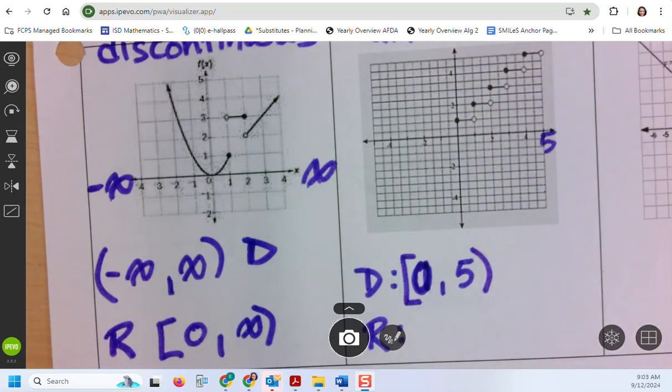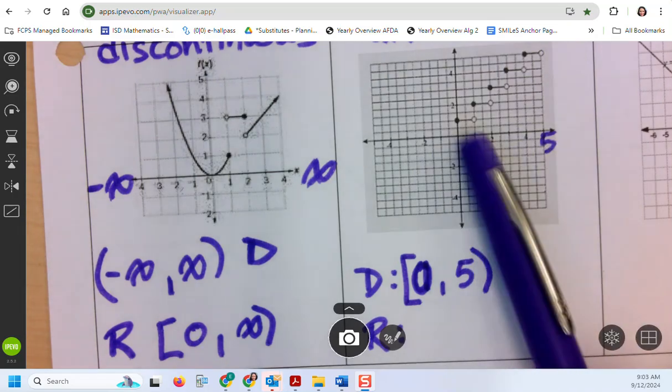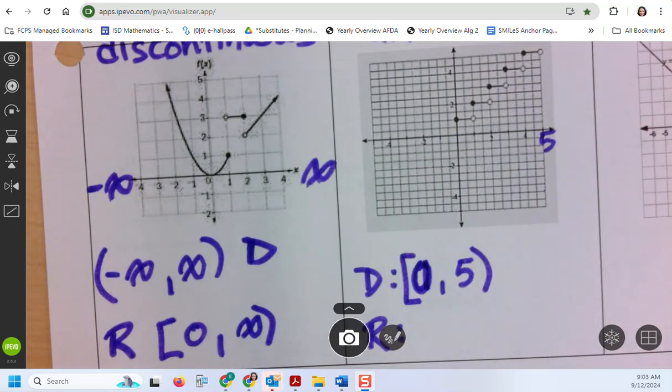But domain is like, that's on the way. So every point has an x value and a y value. So the x value of that point is 0. It's the y intercept.